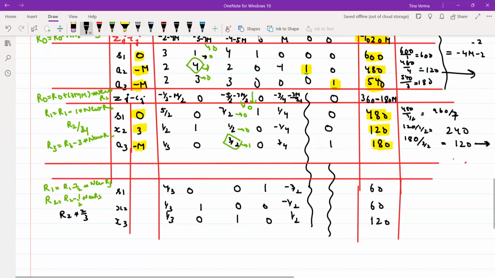And I have to make this 0. So I can apply the operation on R0: R0 plus 5 by 2 plus 3m by 2 into your new R3. So these entries will become 1 by 3, 0, 0, 0. And this is, sorry, this is half. And this is your 660.